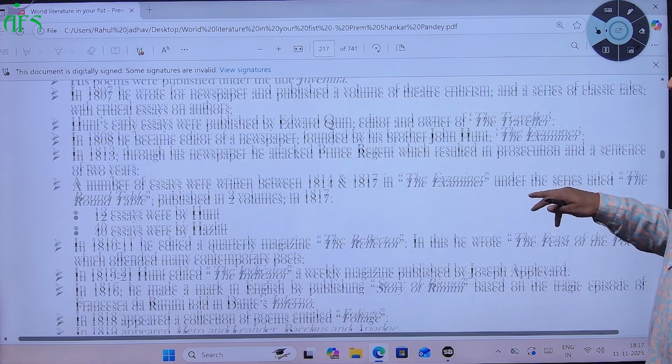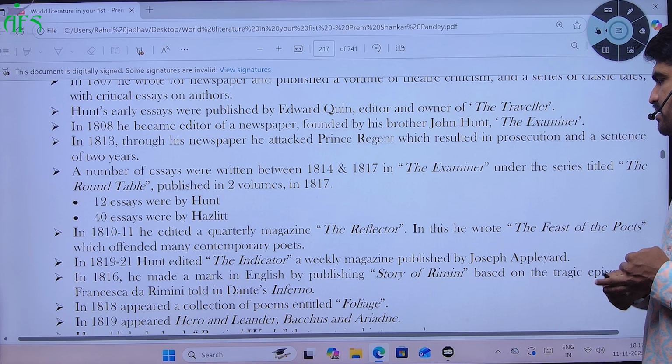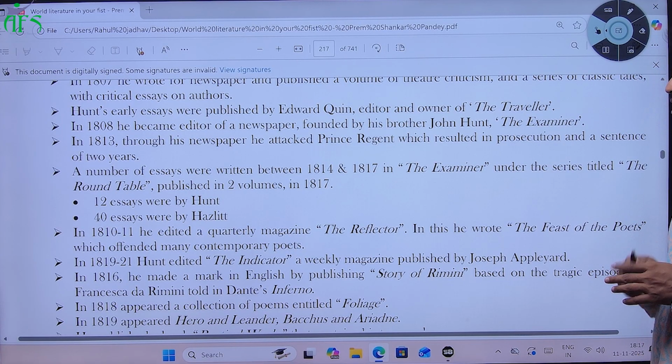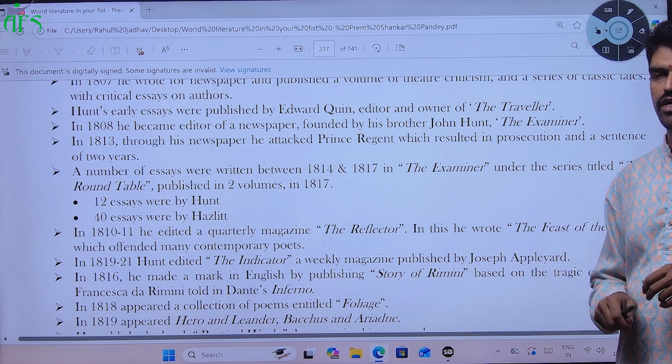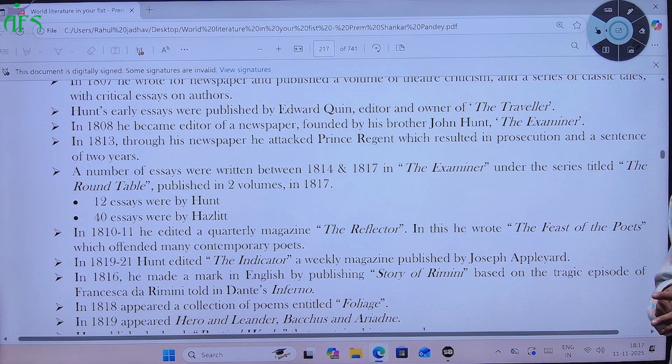Now, a number of essays were written between 1814 and 1817 in The Examiner under the series title The Round Table, published in 2 volumes in 1817. There were 12 essays by Hunt and 40 essays by Hazlitt. So these are two of the prominent figures of the Romantic period.